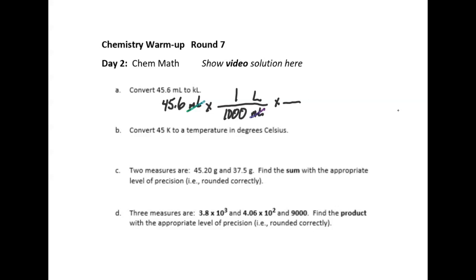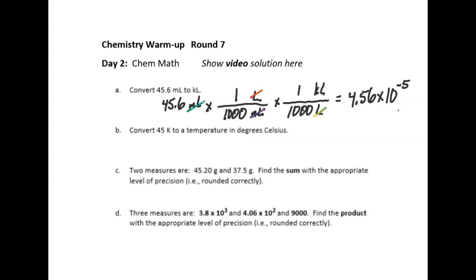Then change from liters into kiloliters. 1 kiloliter has 1,000 liters in it. And these labels cross-cancel. The label that remains is kiloliters. Mentally, or on a calculator, figure out 45.6 divided by 1,000 and then divided by another 1,000. The result in scientific notation is 4.56 times 10 to the negative 5 power.